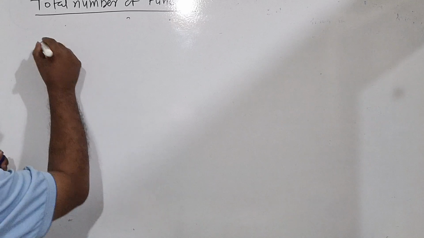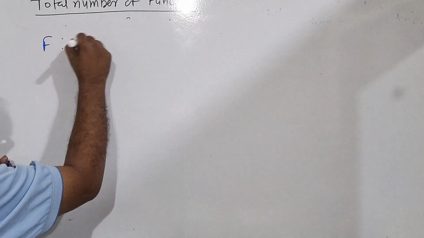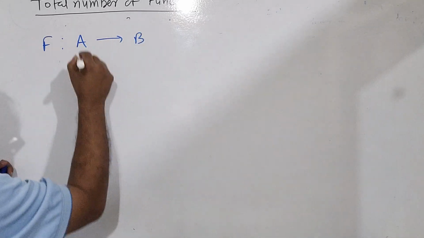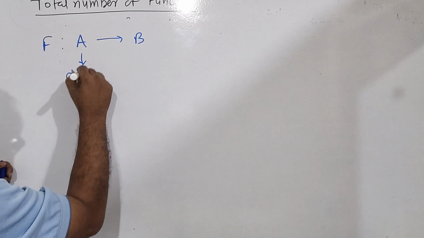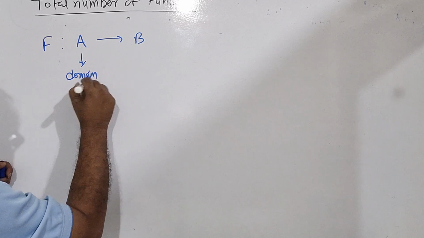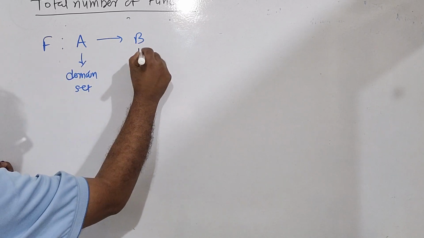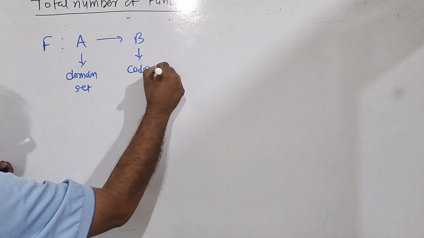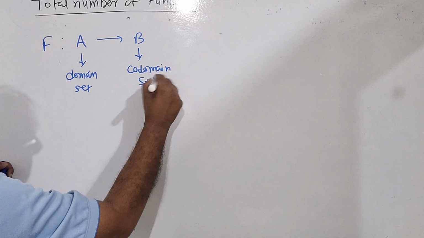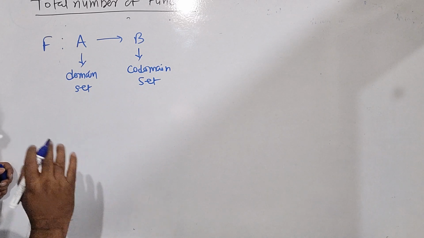So we all know that the function is from set A to B. Then set A is called the domain set for the function f, and set B is called the codomain set for the function f.